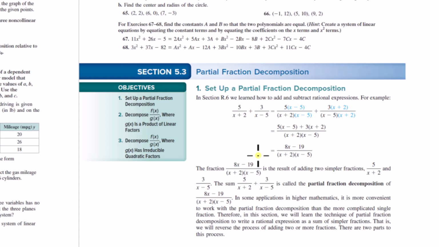Now, what we're going to talk about in this section is we want to be able to take any rational expression and go in reverse. So we want to start with something like this and solve for this. And this process is called partial fraction decomposition. Note we're just talking about rational expressions, and a rational expression is a ratio of polynomials.